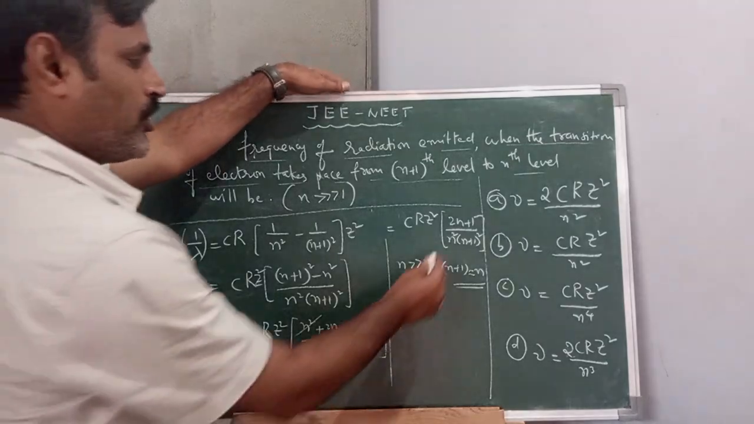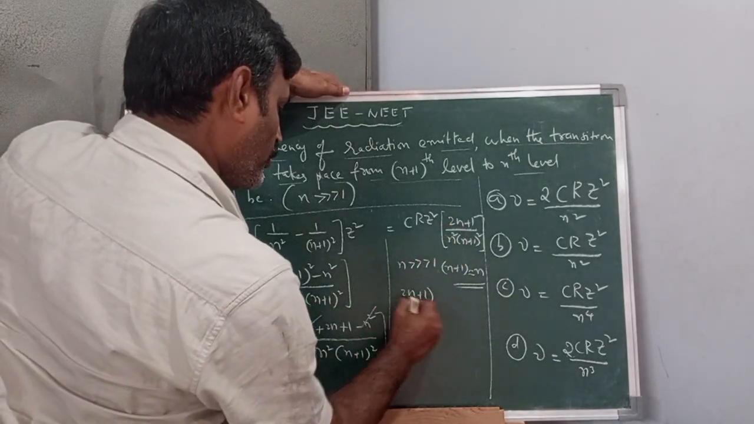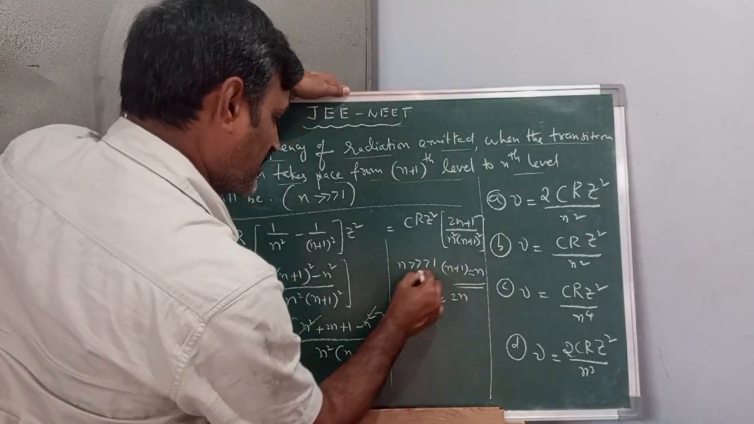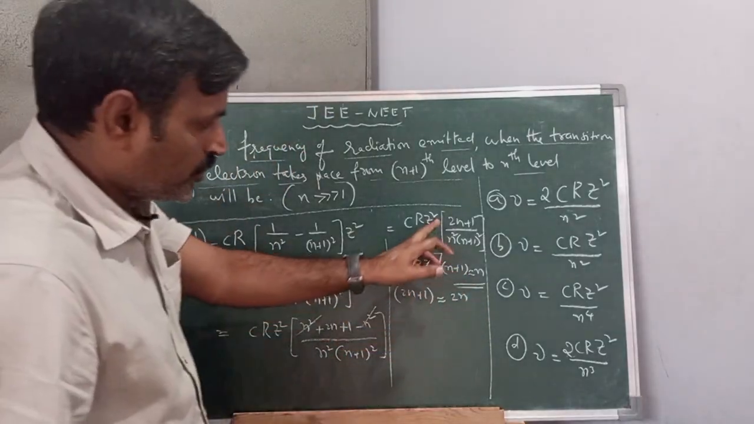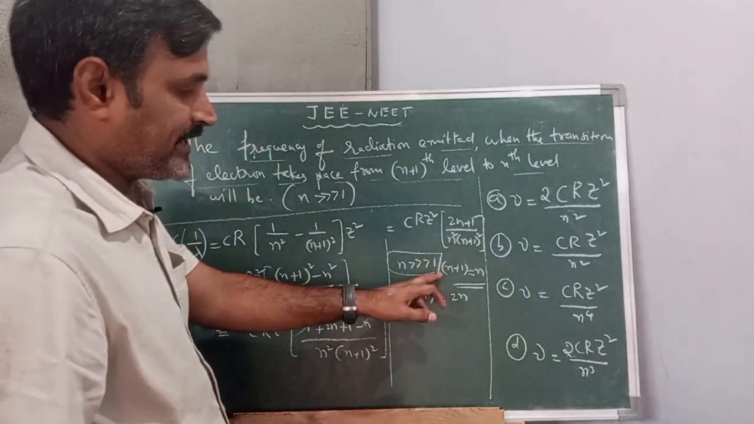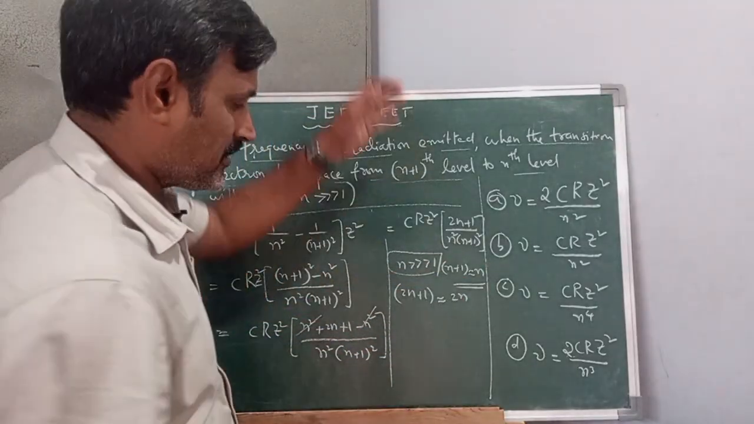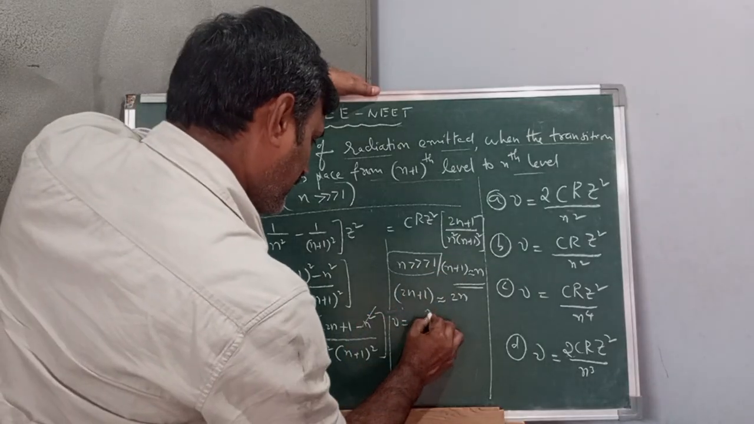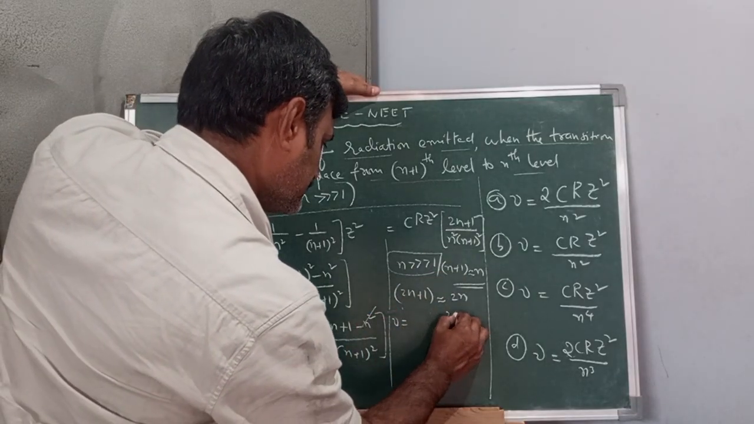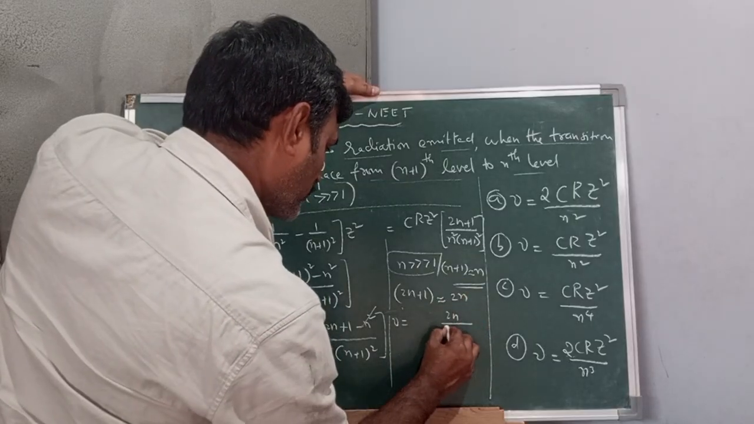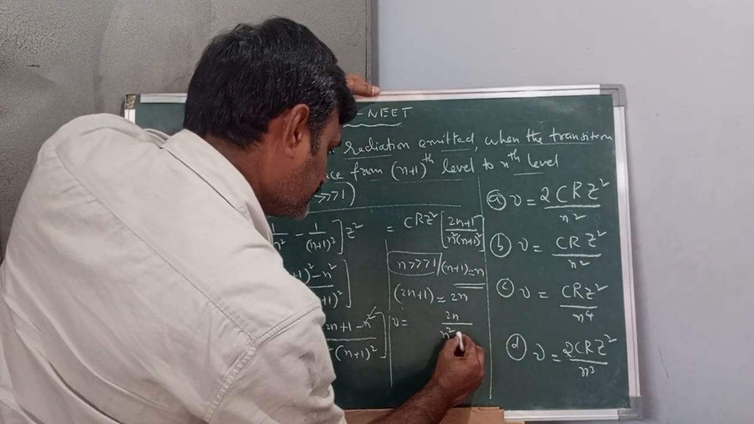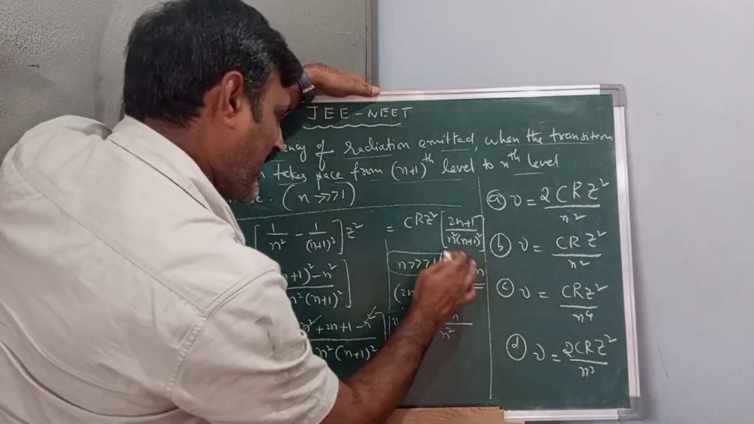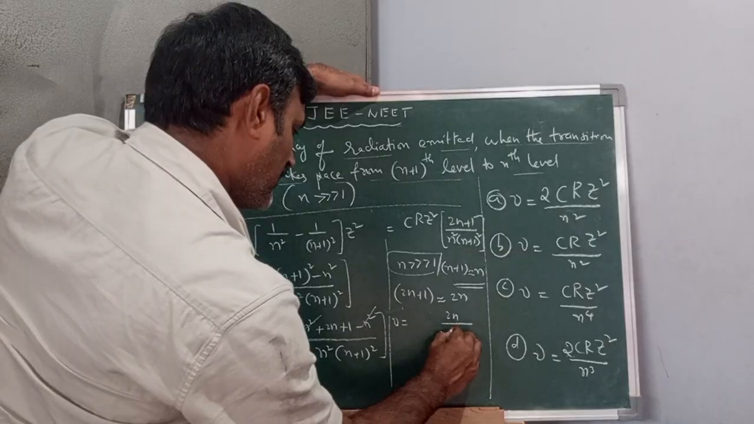Okay, and one more: 2n plus 1 will become equal to 2n only in this condition, when n is extremely greater than 1. Then 2n plus 1 becomes 2n and n plus 1 becomes n. Therefore, what is frequency? It is 2n divided by n square, which is n square only. N plus 1 square is also n square, so n plus 1 squared becomes n square into n square, which is n power 4.